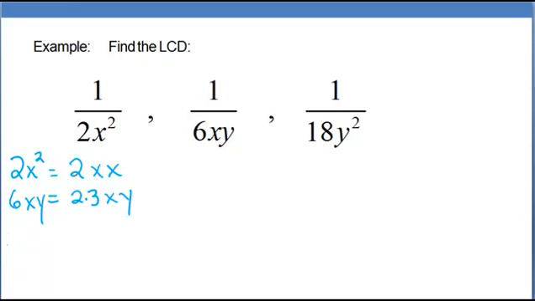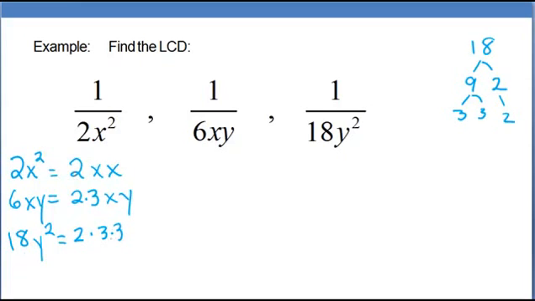And then we have 18y squared. And you can do 18 on the side. Let's see, 18 is 9 times 2. And 9 is two 3's. So we have a 2 and two 3's. And we'll break down the y's. Now we have everything factored.